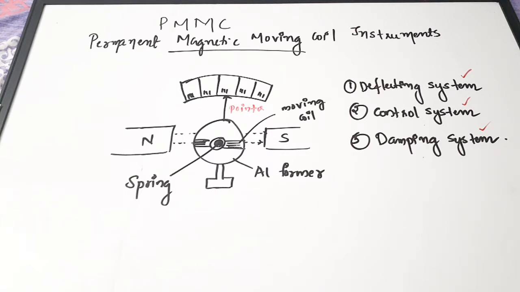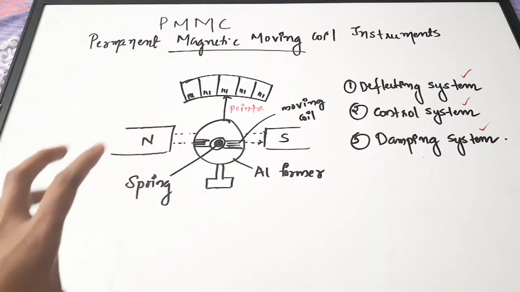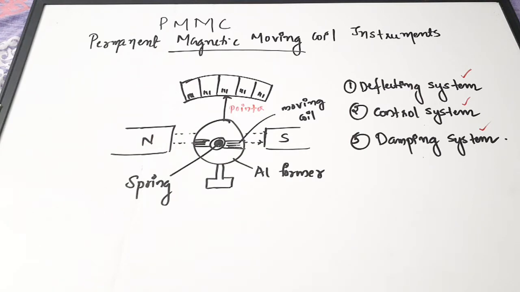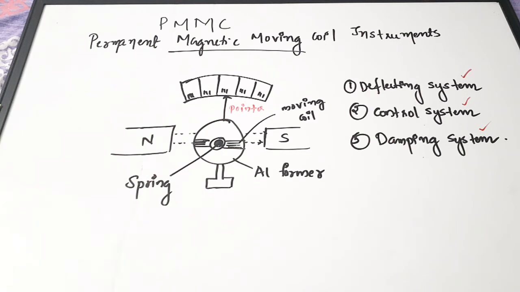So here the pointer is indicating with the help of a deflecting system. The system is totally controlled with a spring control, and the pointer is brought back to the initial state or the steady state with the help of eddy current damping. Okay, so that is the sum total of this PMMC working. Now let's see what the equation is for the torque generated in this PMMC.